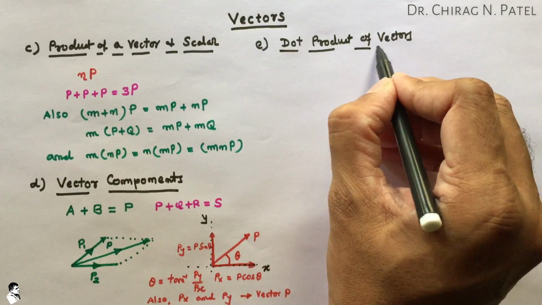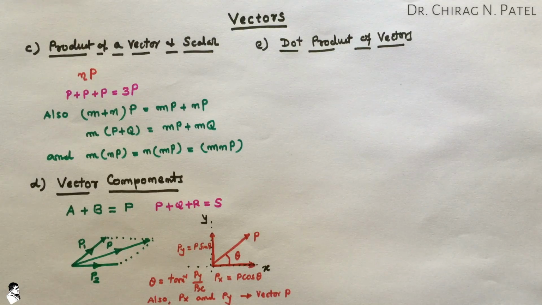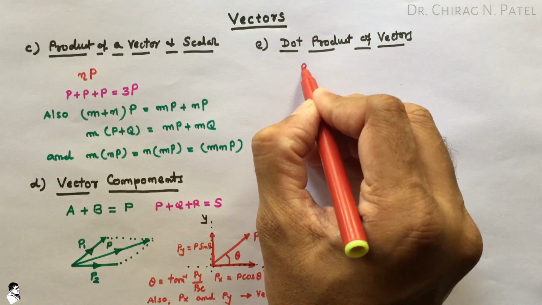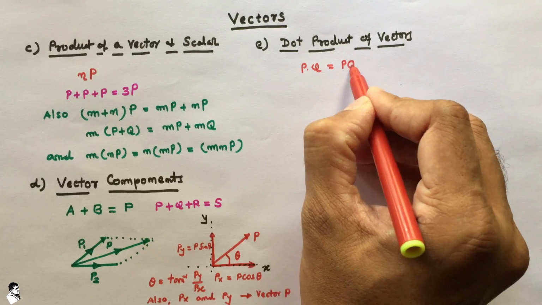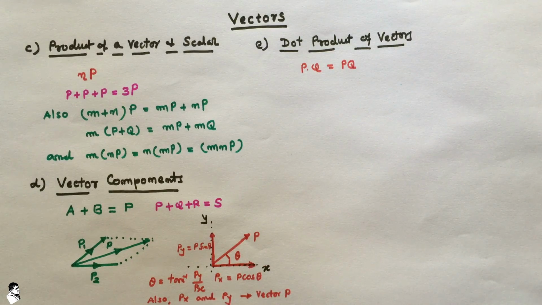Now in dot product, as the name suggests, there will be a dot product of two vectors, defined as p · q. That is also defined like this, p q cos theta, and it is a scalar quantity. So the graphical representation of the dot product, if we want to do so, is in this way.